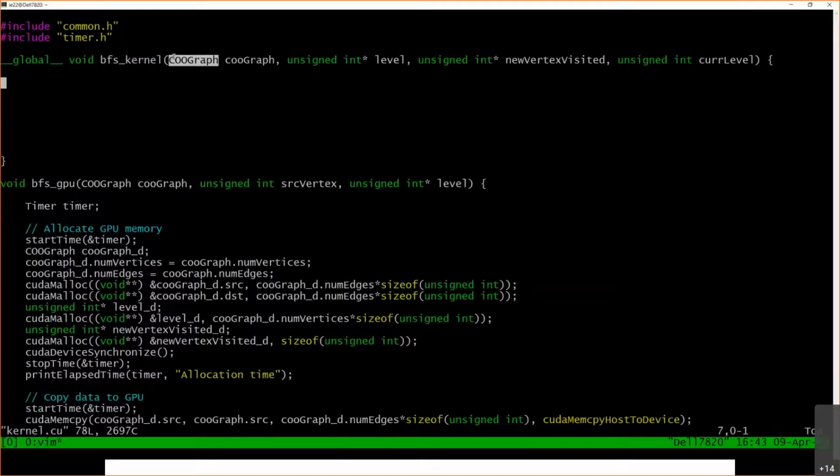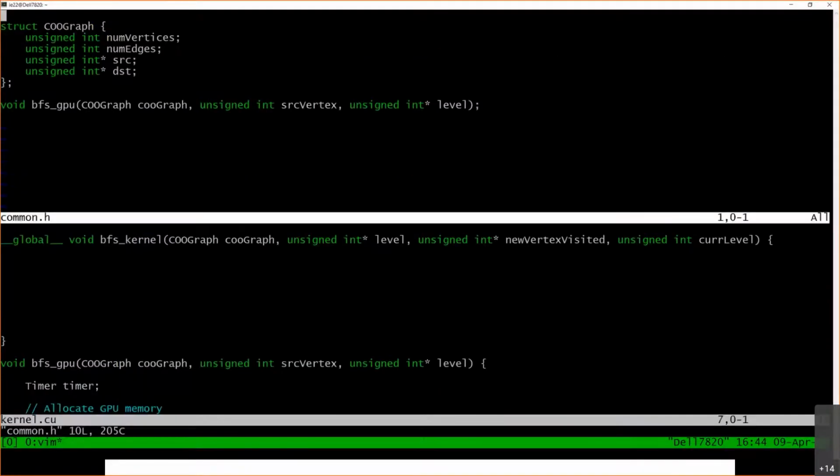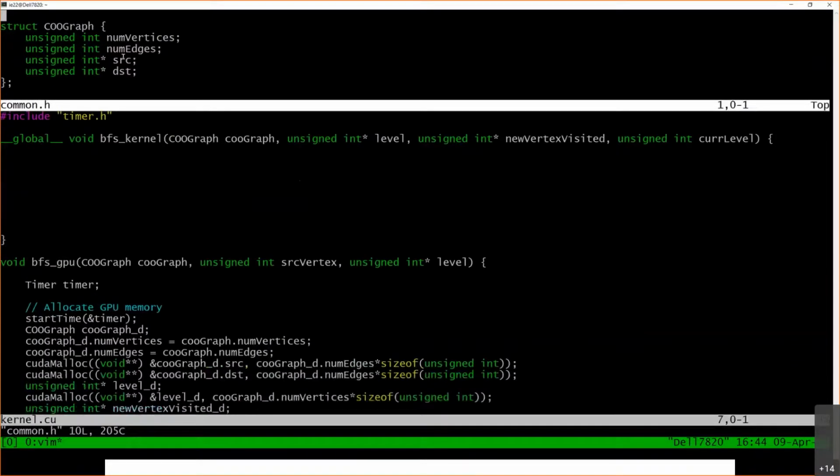Why is it a COO graph? Because I'm using the edge-centric approach. Given an edge, I want to find the source and the destination vertex, so a COO graph gives me that accessibility. Let me recap on what the COO graph entails. The COO graph is going to have the source vertex and the destination vertex for each edge. I don't have any source pointers.